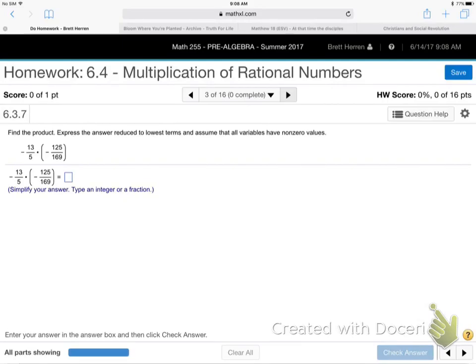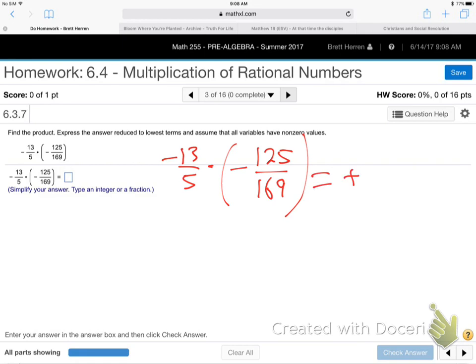Okay. So we have negative 13/5 times negative 125 over 169. Now, 2 negatives multiplied. Let's do the signs right now. 2 negatives multiplied is going to be positive. So we know the answer is going to be something positive. So just forget about the negative signs. If you have a nice calculator, you can just forget about the signs.